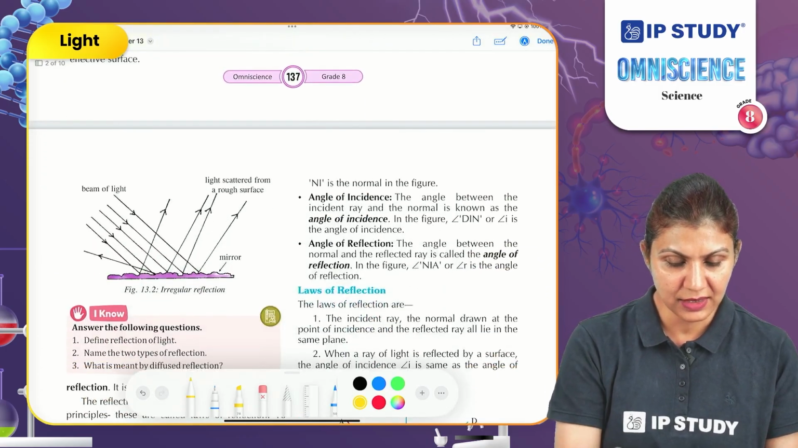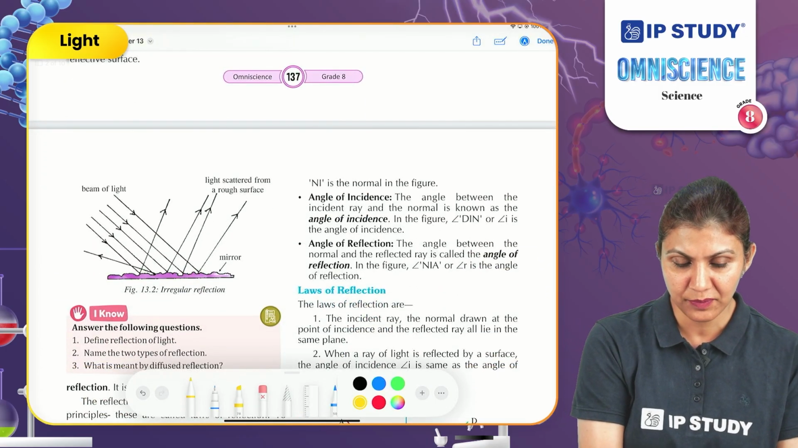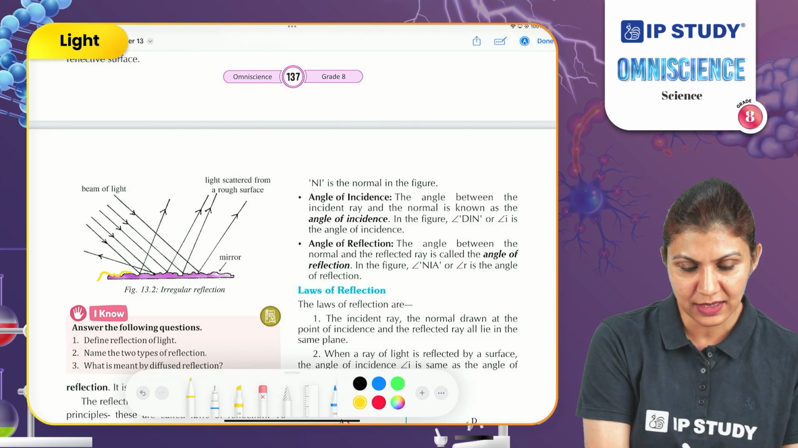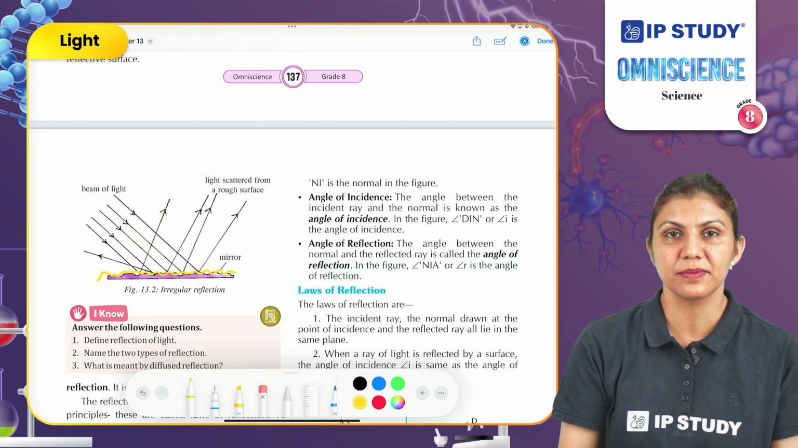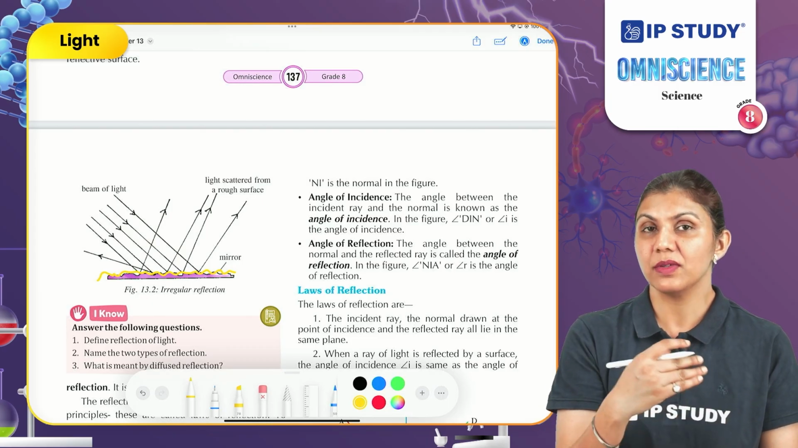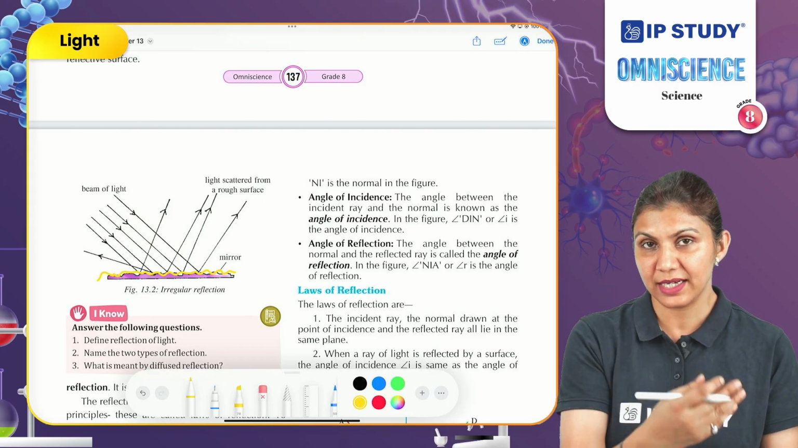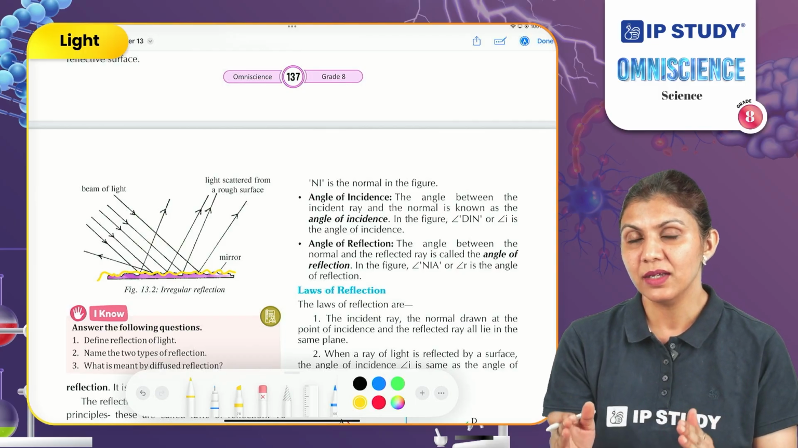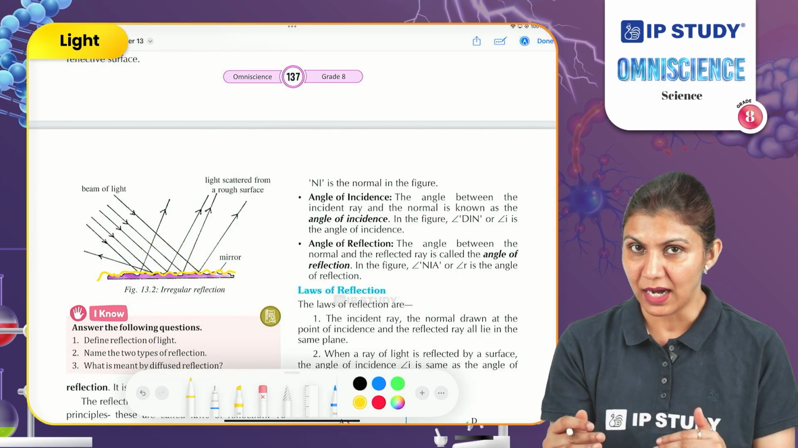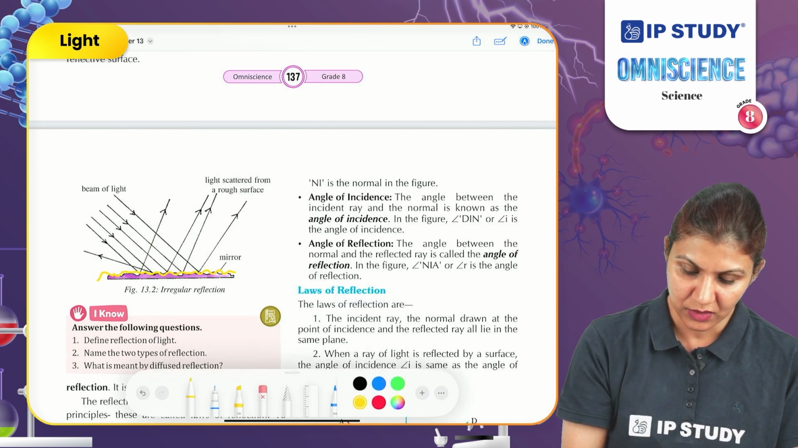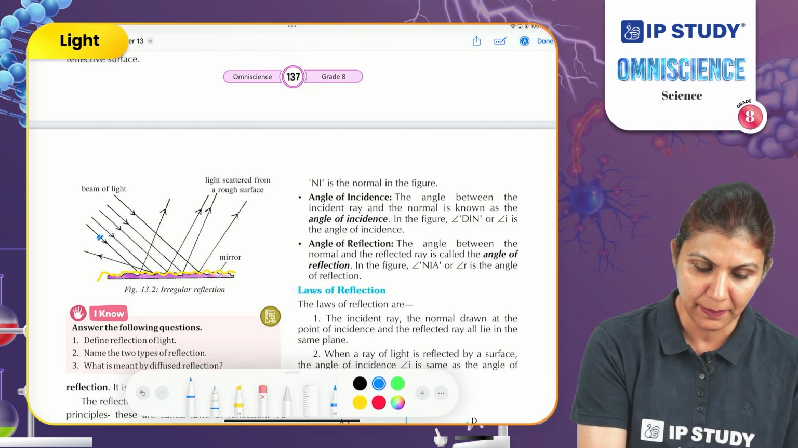In that case, what will happen? If you see here, the surface is now not smooth, it has a bumpy surface. In this case, before the interaction with the surface, light rays are following the same pattern, means they are in a rectilinear path and all light rays are parallel to each other. So if you notice here, these all are parallel.